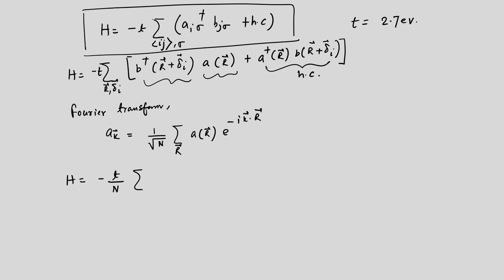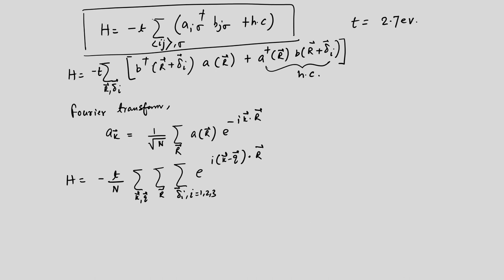So they'll come with different wave vectors, maybe K and K prime, or let's see what we use here. So we use a K and a Q. And of course, there is an R which is coming from this Fourier transform, and then delta_i, where i is equal to 1, 2, and 3. Okay, so with that, we have an exponential i(k minus q)·R.